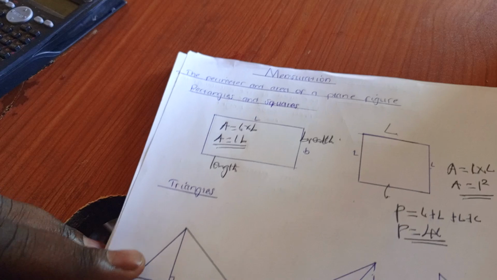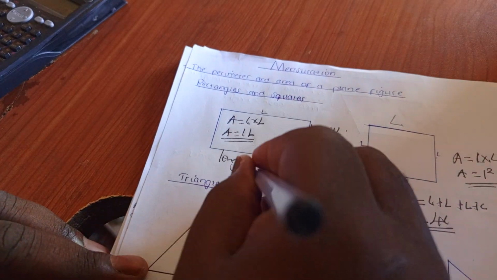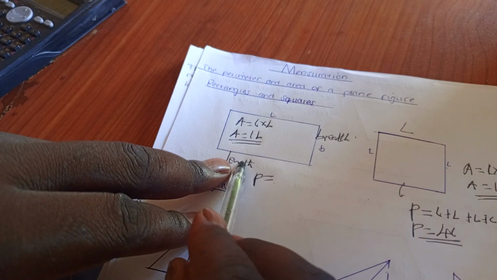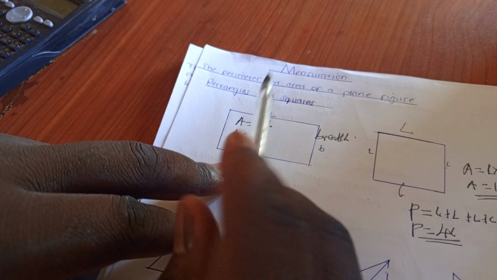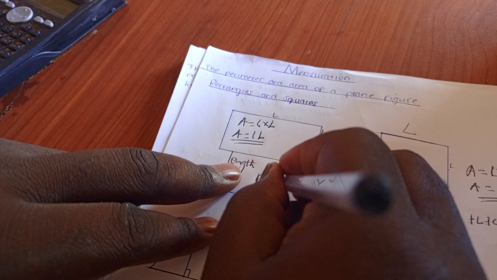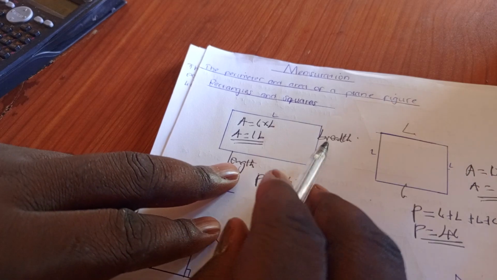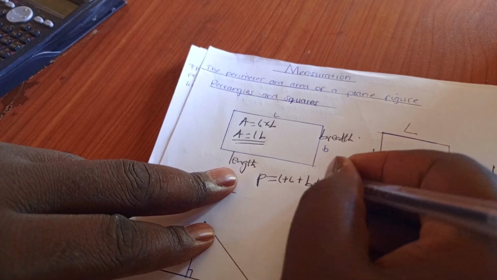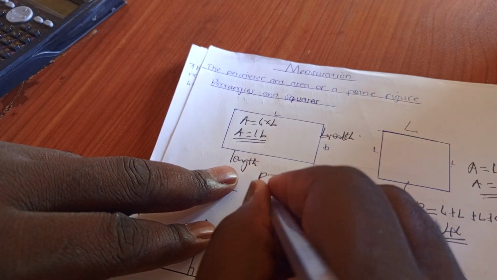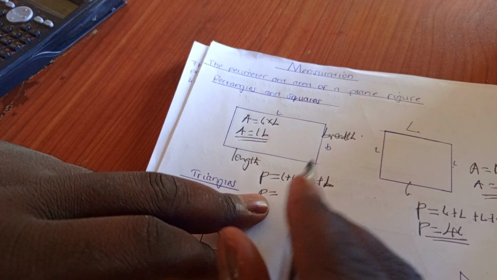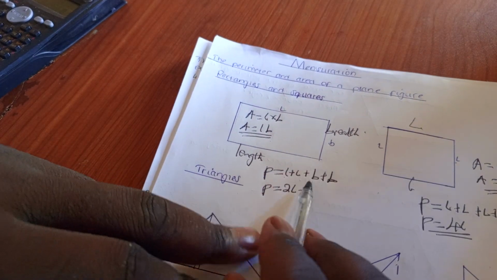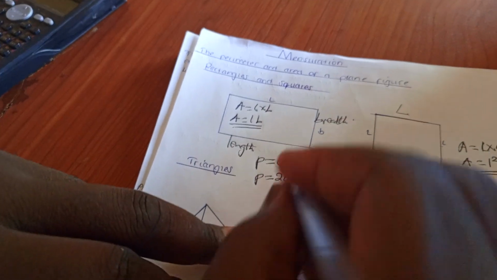Which means we need to add. So you say perimeter is equal to, you add L plus L, then plus B plus B. All together? So perimeter is equal to L plus L, 2L, then plus B plus B, 2B. We have 2B.